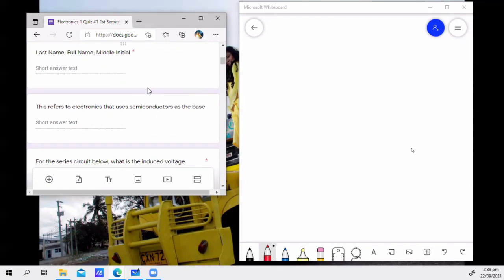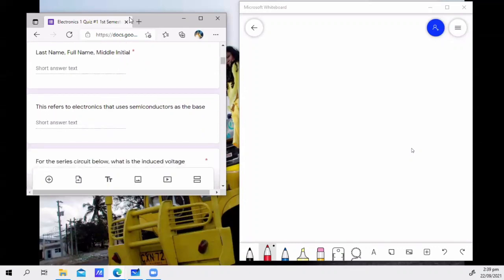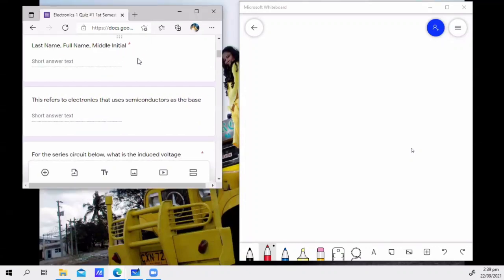Okay. So let's start dun sa ating quiz, no? So ito yung mga questions natin. So number 1, this refers to the electronics that uses semiconductors as the base. So ang sagot dito is solid state electronics or pwedeng solid state na sagot nyo. Okay na yun.